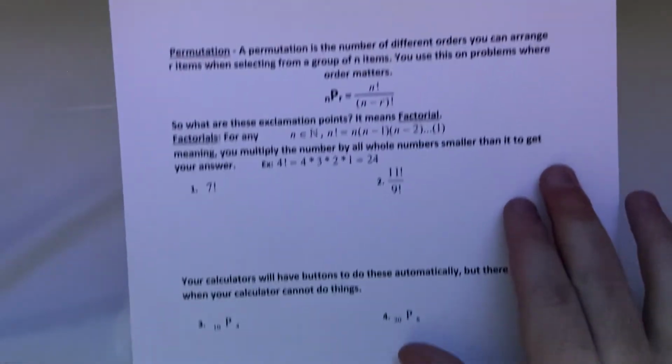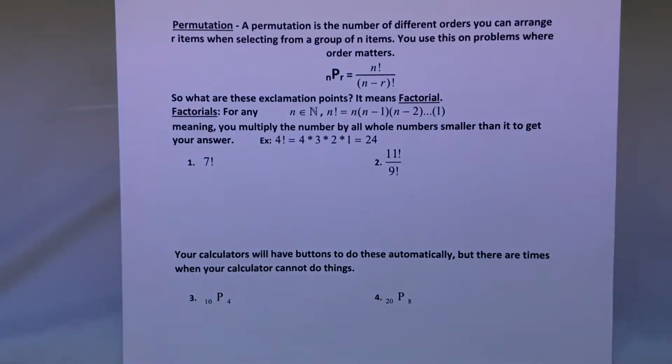Easy enough. Now, not every probability is going to be that simple. There are 2 types of situations, permutations and combinations, entirely dependent on whether order matters or not. A permutation is the number of different orders you can arrange r items when selecting from a group of n items. What that means is you have like 10 people and you're taking 4 of them and putting them in order. Where first, second, third, and fourth mean different things, that's a permutation.